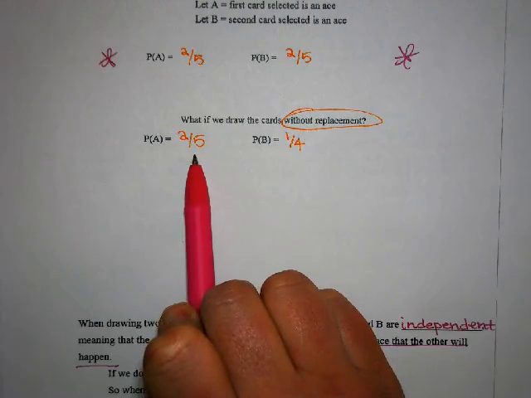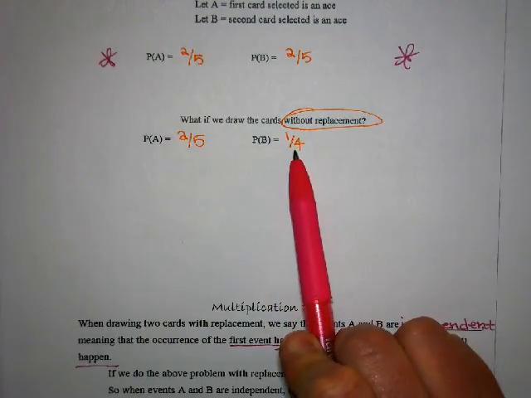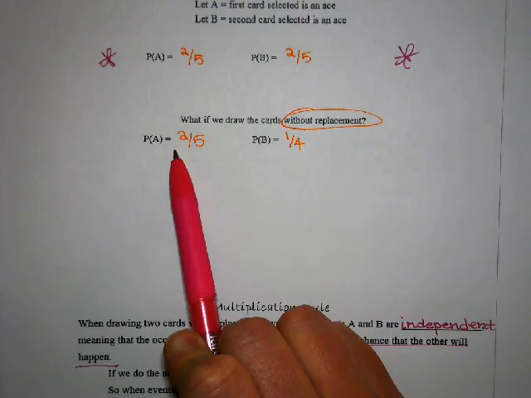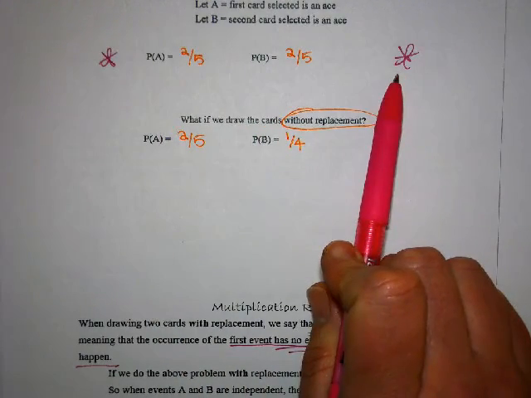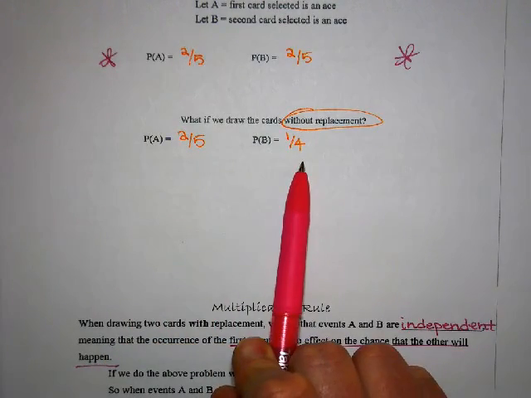When I kept the card out, the probability that I got an ace for my second card was changed by the fact that I got an ace for my first card. So with replacement made events A and B independent. When I did it without replacement, they are not independent.